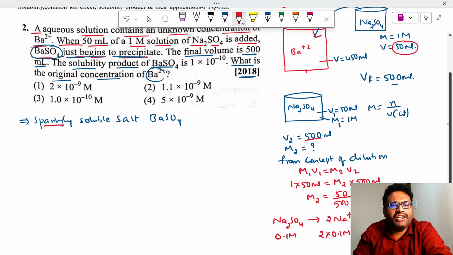So for the sparingly soluble salt BaSO4, if you write its dissociation, it dissociates into Ba+2 and SO4-2. Okay.